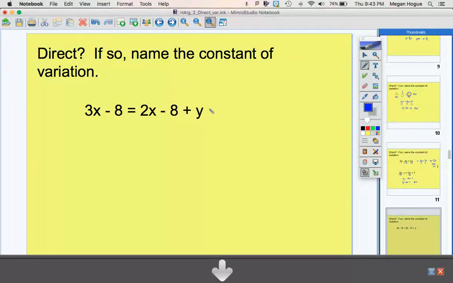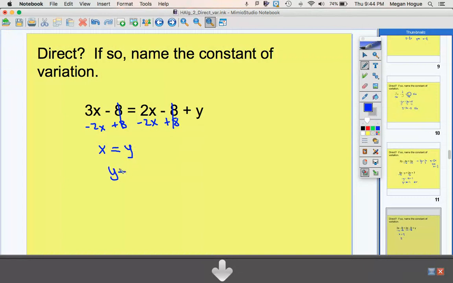Well, the y's over here. So I'm going to subtract 2x. I'm going to move this 8 at the same time. So I'm going to get x. My 8's going to cancel on both sides.